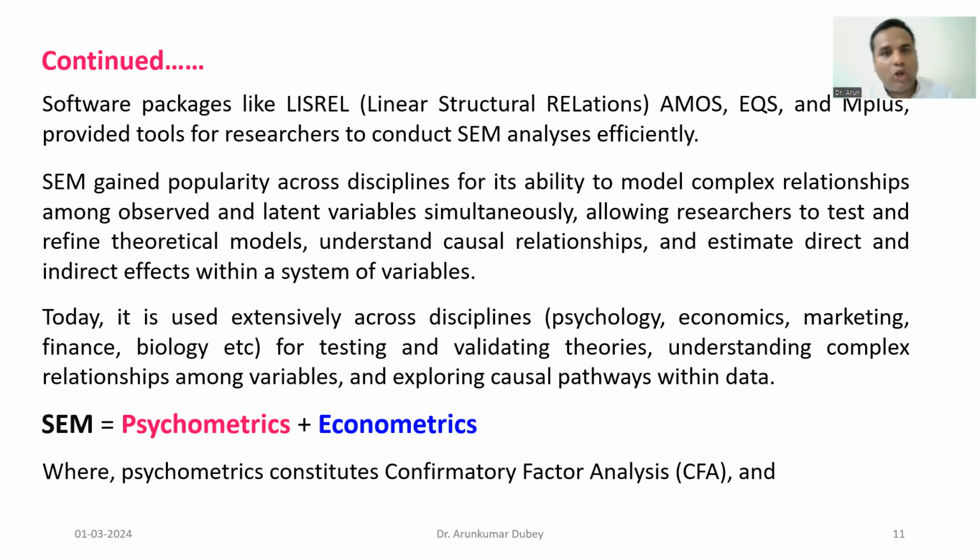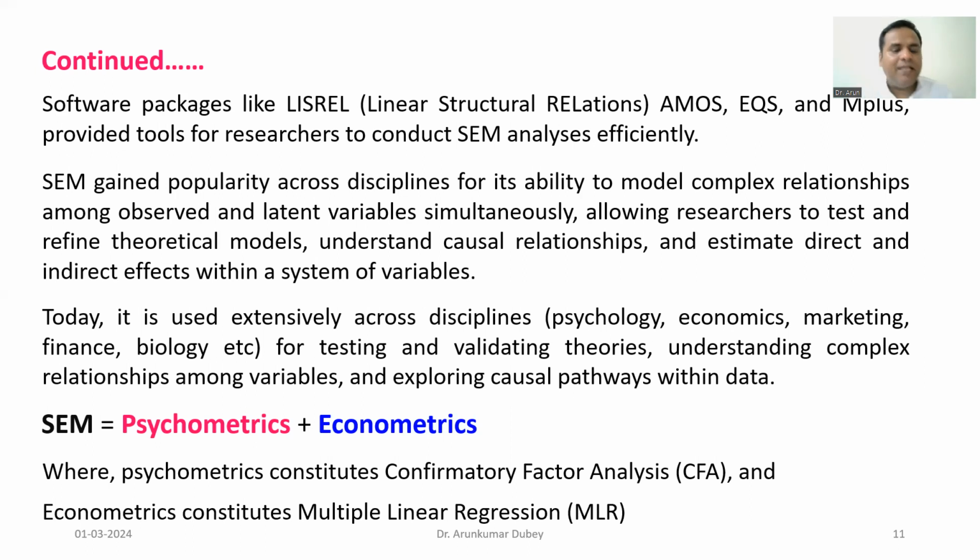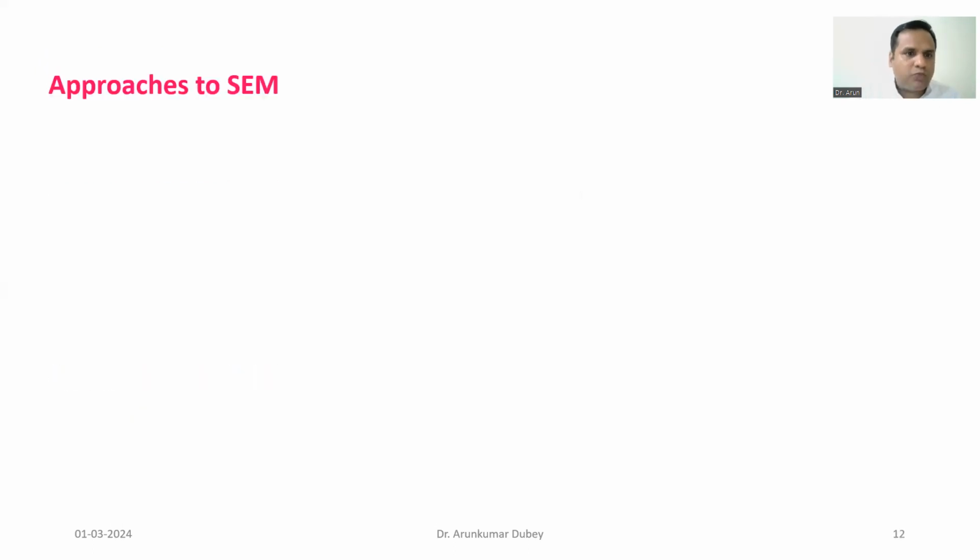Convergent validity. And when I talk about discriminant validity, there are standard metrics available. One is your Fornell-Larcker criteria, and second is your HTMT, heterotrait-monotrait ratio of correlations. So definitely CFA is done to check convergent validity and discriminant validity. Just be clear on this. And secondly, econometrics is nothing but you are running a multiple regression. So this is pretty simple. Now let us proceed further.